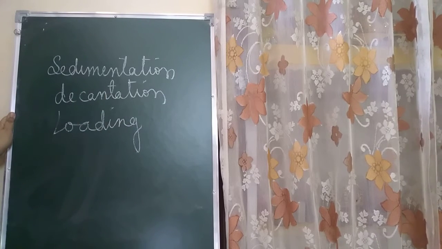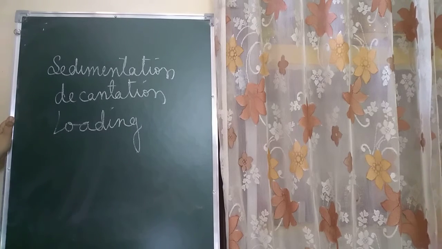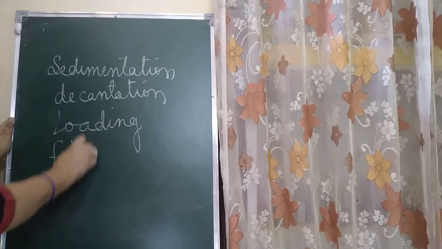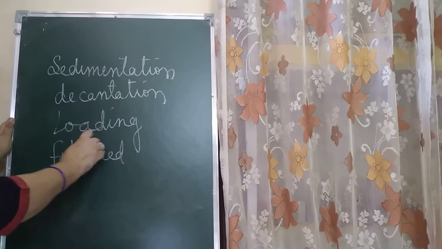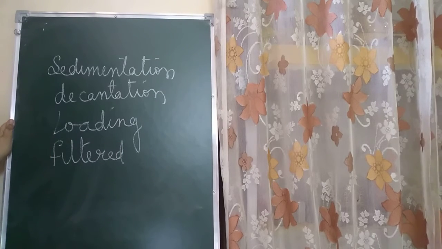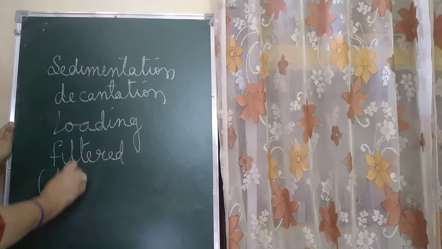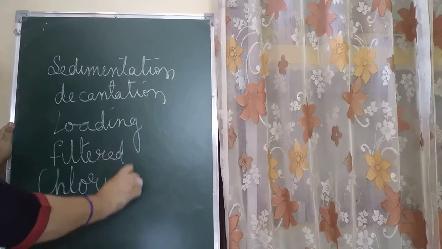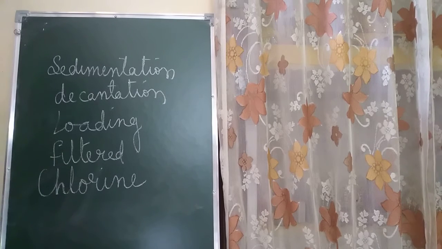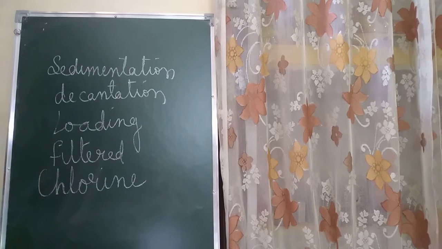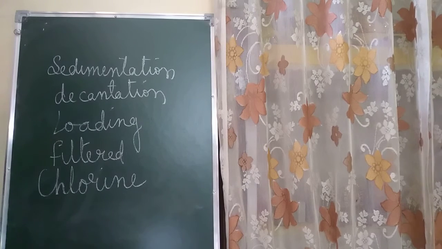Purification of water in the water works. Then water is filtered by passing it through sand filters. Now germs are killed by adding chlorine to the water, children. These are the steps for the purification of water in the water works.